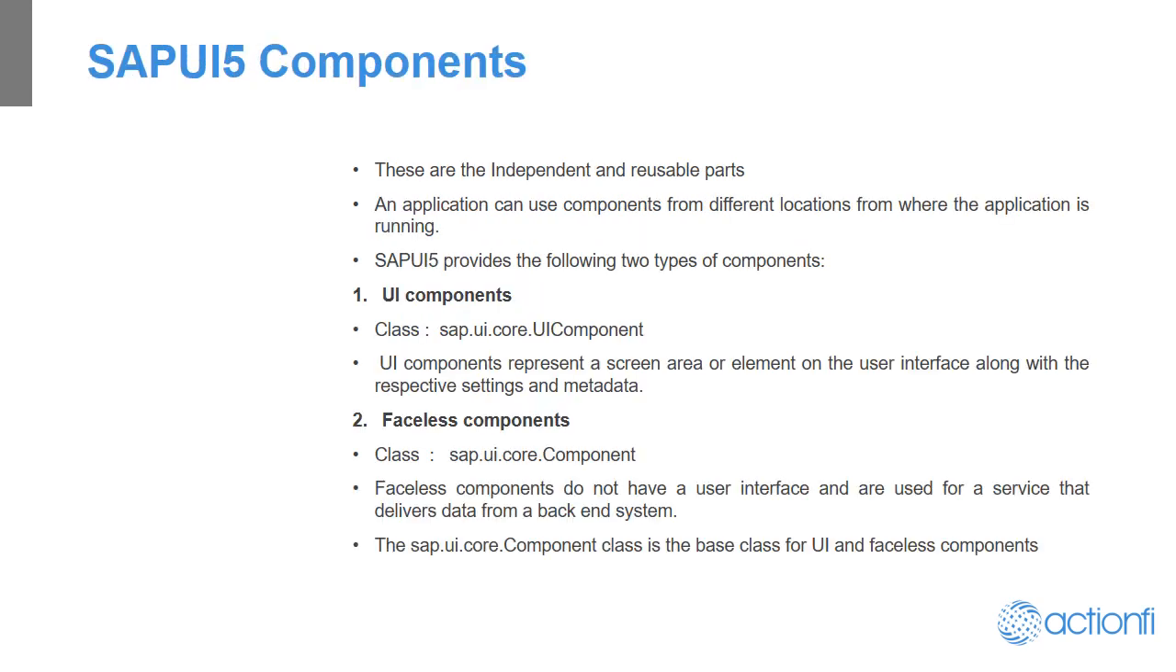Now moving on to SAP UI5 component. These are independent and reusable parts used in SAP UI5 application. An application can use components from different locations from where the application is running. Thus, components can be developed by different development teams and can be used in different projects. SAP UI5 provides the following two types of components.